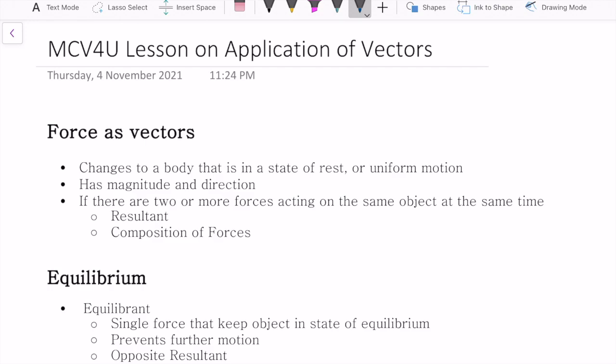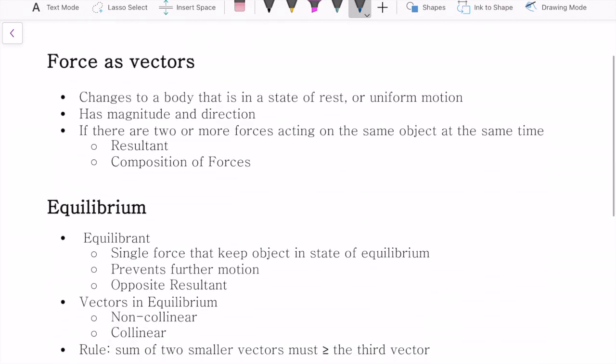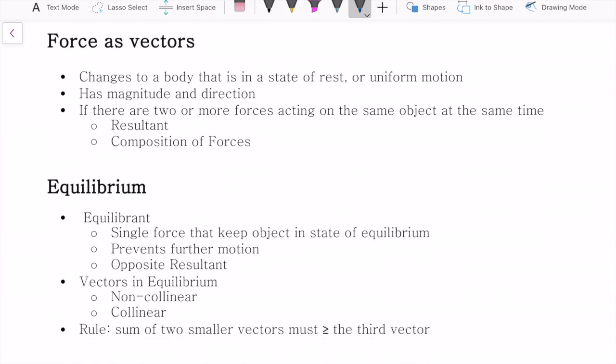Hello, I'm Mr. Ho, and today I'll be giving a lesson on application of vectors. So first off, forces as vectors.